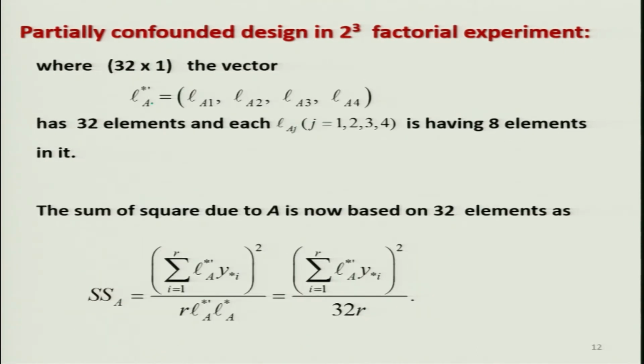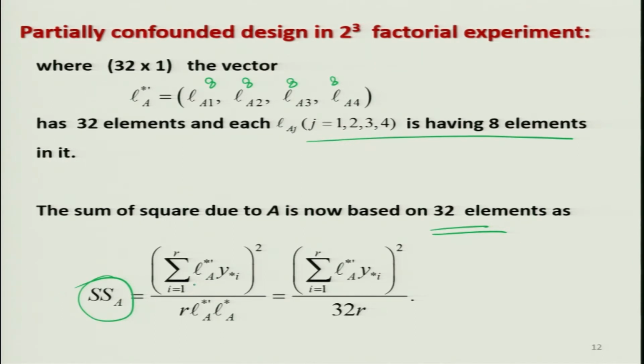So, now this L_A star will become 8, 8, 8, 8, that is a 32 by 1 vector. There are going to be 32 elements in the vector L_A star, right, because each of these L_Aj is having 8 elements, which are all either plus 1 or minus 1. So, there are going to be 4 plus 1 and 4 minus 1 in each of the L_Aj. Now, how to find the sum of squares due to A? That is now based on the 32 elements, which can be obtained exactly in the same way as you have done in the earlier case.